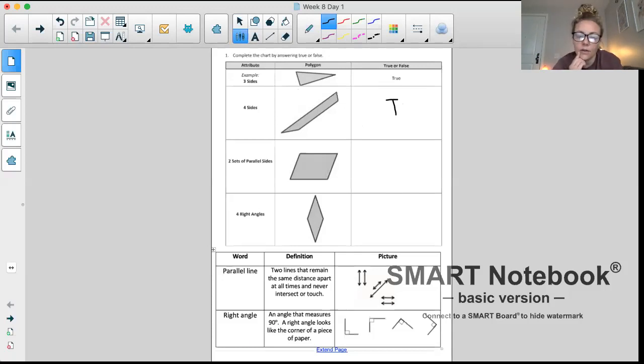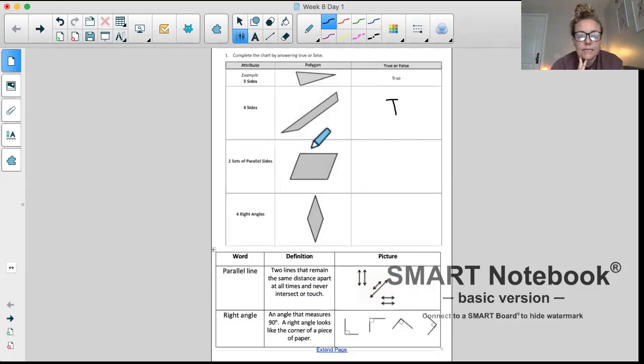Now, there's a little table at the bottom to help you with some of these newer terms. So parallel lines, let me see right here, the definition: 2 lines that remain the same distance apart at all times and never intersect or touch. There's different examples here. They can be going straight up and down, diagonally, they can be different lengths, they can be going whichever way as long as they're both going the same way. So like this, like this. If they were like this, they might not be touching yet, but if they kept going, they would touch. So parallel lines are exactly the same space apart, no matter where you look at them.